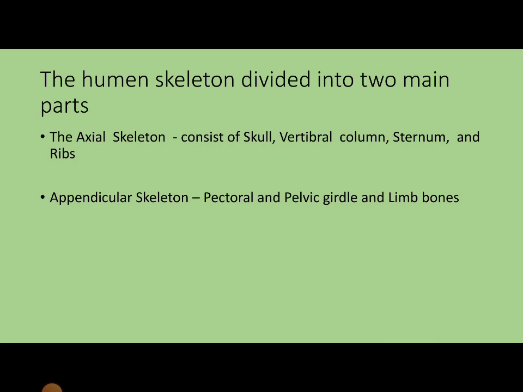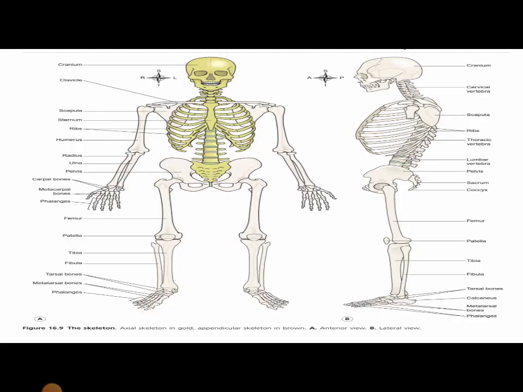Again, the axial skeleton includes skull, vertebral column, sternum, ribs. Then the appendicular skeleton includes pectoral and pelvic girdle and limb bones. This is the picture you can see in yellow color. That is the axial skeletal system: skull, sternum, vertebral column and ribs.